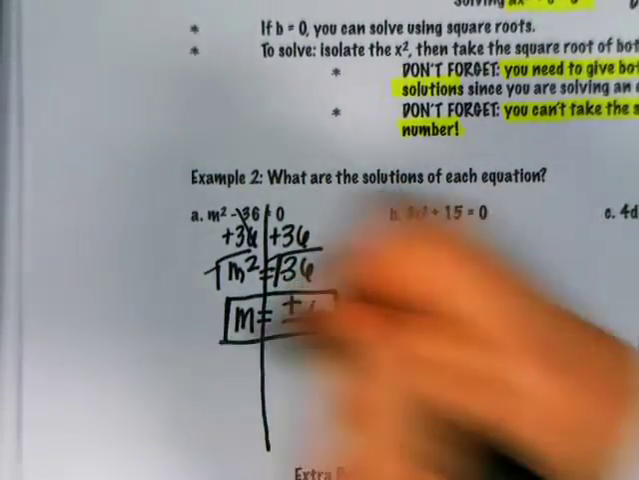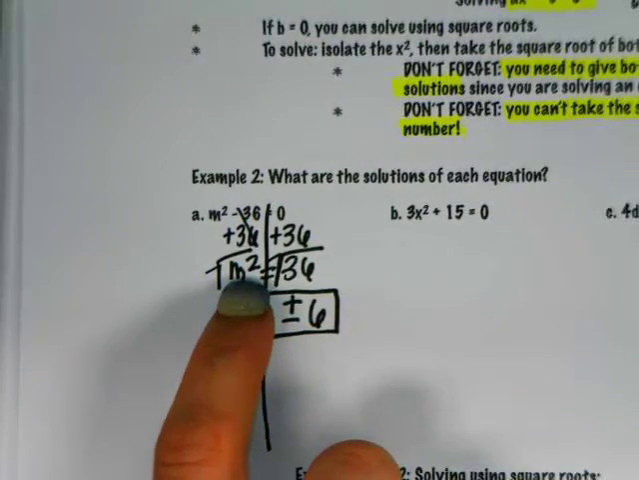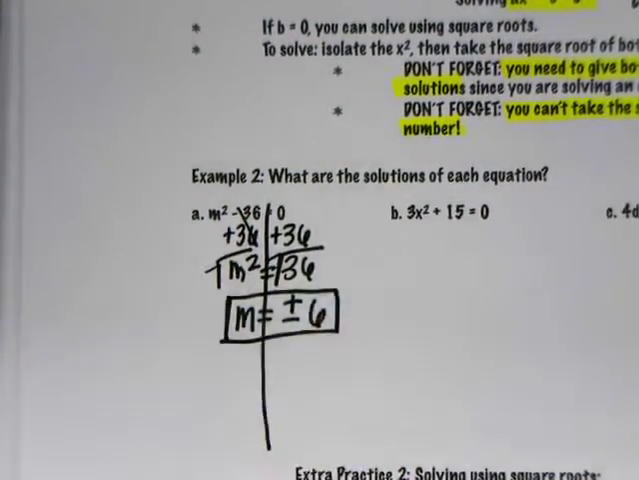Positive 6 and negative 6 would work if you plug it in, just like in the warm-up we did, because 6 times 6 is 36, and negative 6 times negative 6 is also 36. They both work. Okay?